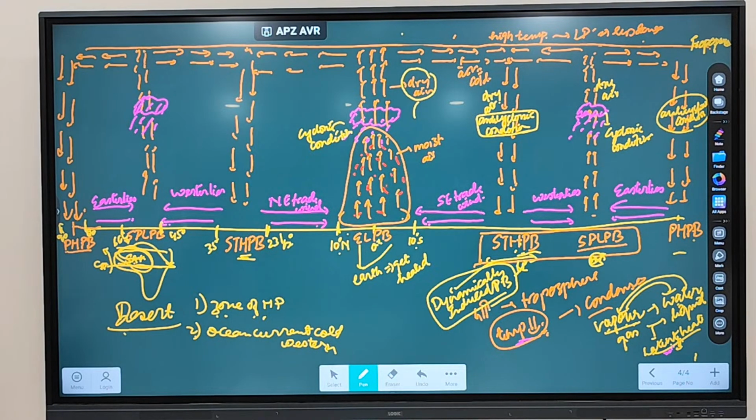a permanent pressure belt. These pressure belts are called as what? Permanent pressure belt. Clear? Why? Because these pressure belts are present throughout the year. That's why they are referred to as permanent pressure belt. And that's why these winds are also referred to as permanent wind, because pressure belts are permanent.